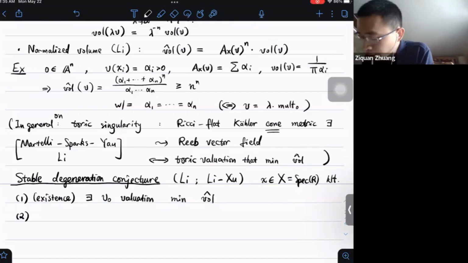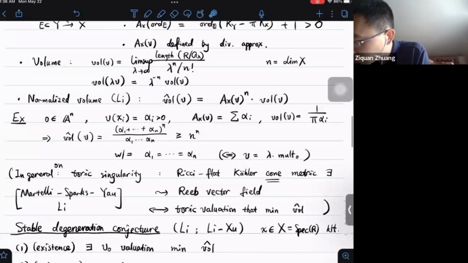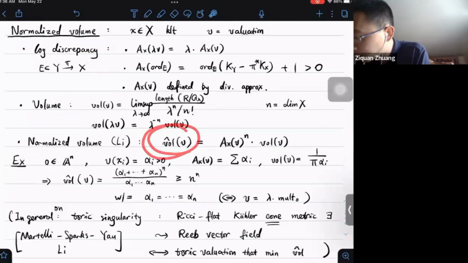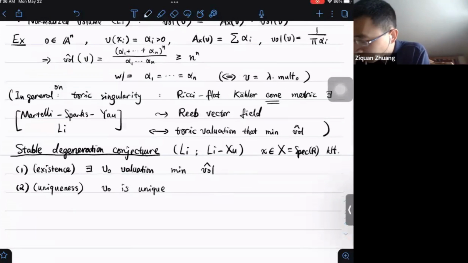And now, if you want to have a canonical construction, we'd better have some uniqueness of the minimizer. So the second part of their conjecture says that this v0 is unique, with some caveat, because as I mentioned earlier, this normalized volume is defined so that it's invariant under rescaling the valuation. So the best you can hope is that the minimizing valuation is unique up to rescaling.